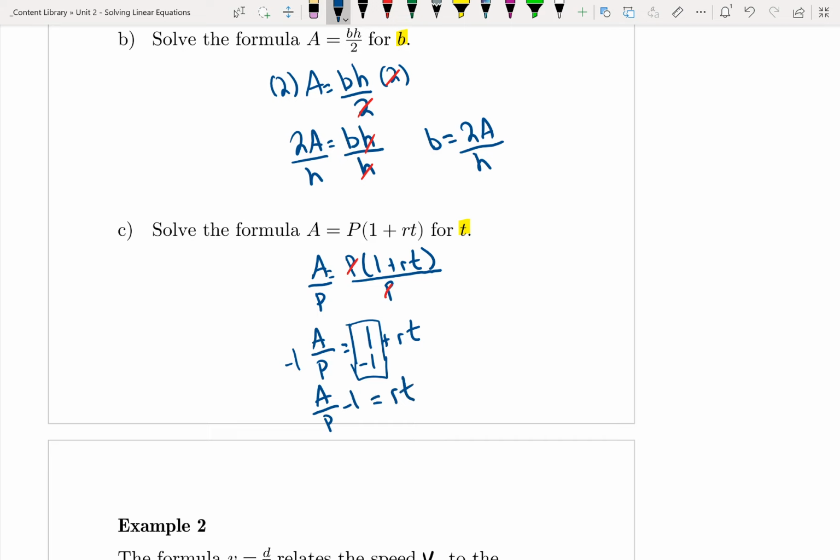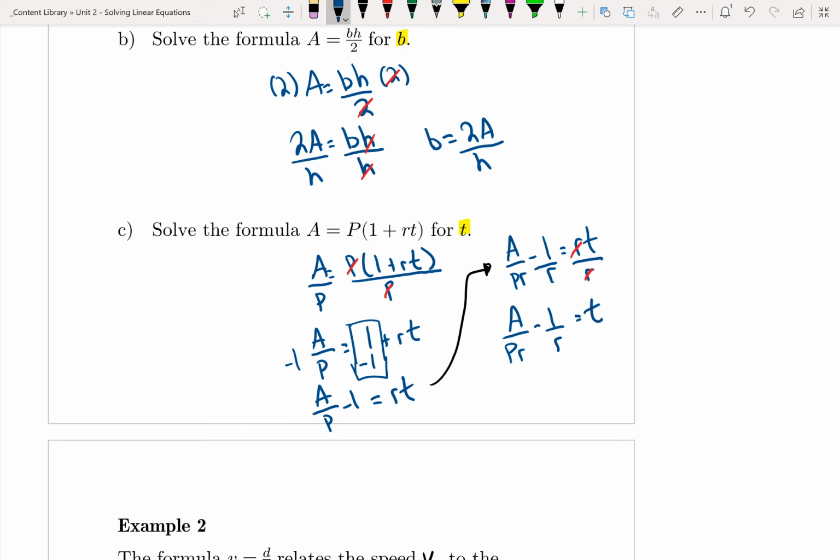And then finally, I'll bring this up here. If I want to get T by itself, I need to divide everything by R. So I'm just going to rewrite my last line. I need to divide everything by R on the other side as well. It'll cancel out on one side, and I'm left with A over PR minus 1 over R equals T.